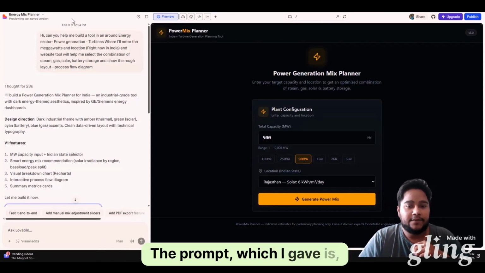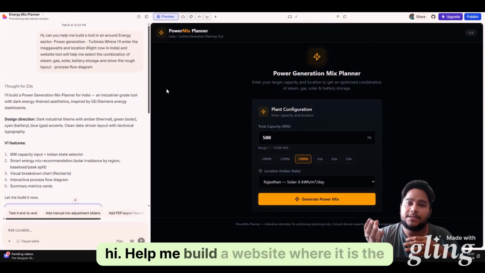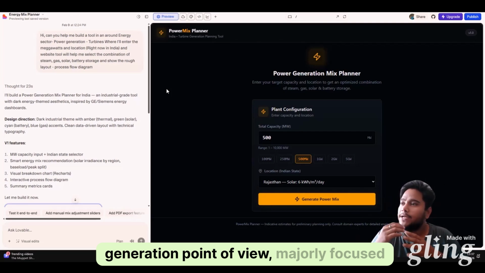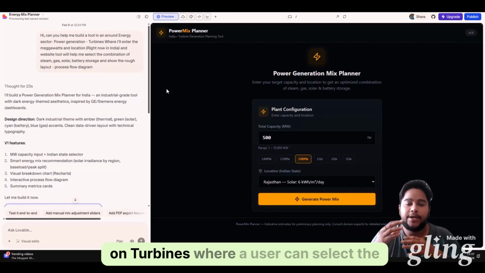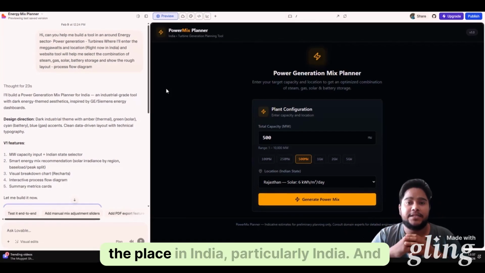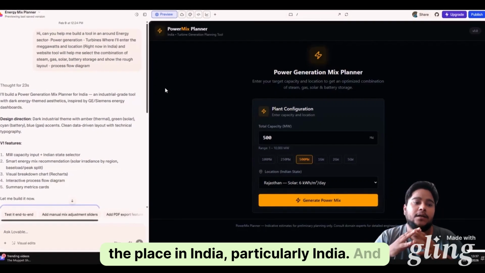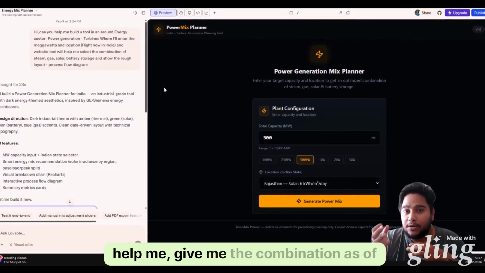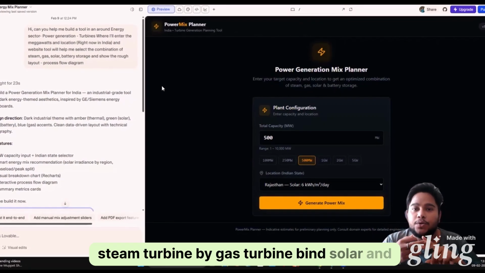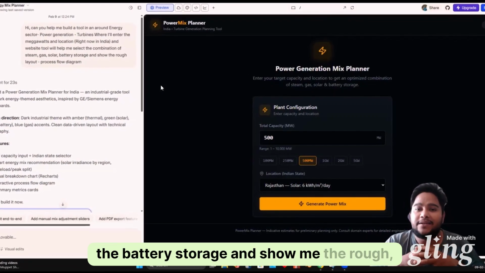The prompt which I gave was: hi, help me build a website which is a tool around the energy sector, from a power generation point of view, majorly focusing on turbines, where a user can select the megawatts required, followed by the place in India, particularly India, and give me the combination of steam turbine, gas turbine, solar and battery storage and show me the rough layout.